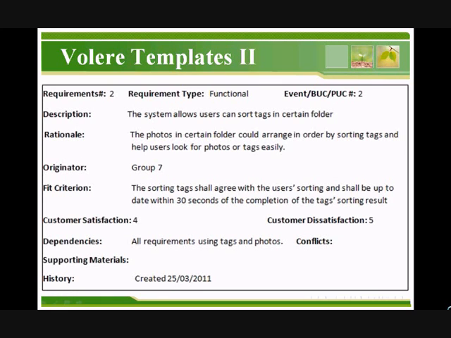The sorting requirement, as this is pretty detrimental to a user's happiness and continued use of the program, was given a 5 for customer dissatisfaction. If it wasn't available, the company would sure hear about it. It was given a 4 for customer satisfaction, because although if it was implemented in the program, users may take it for granted and therefore not be as happy with the feature, as they don't realize how much it makes their lives easier.